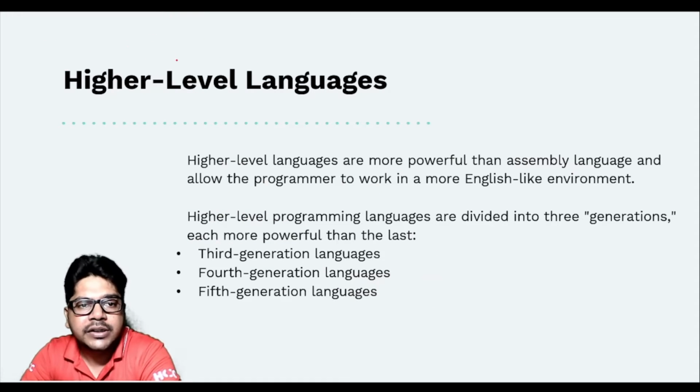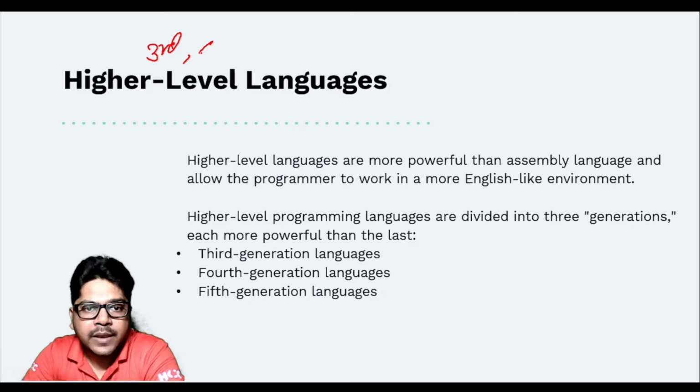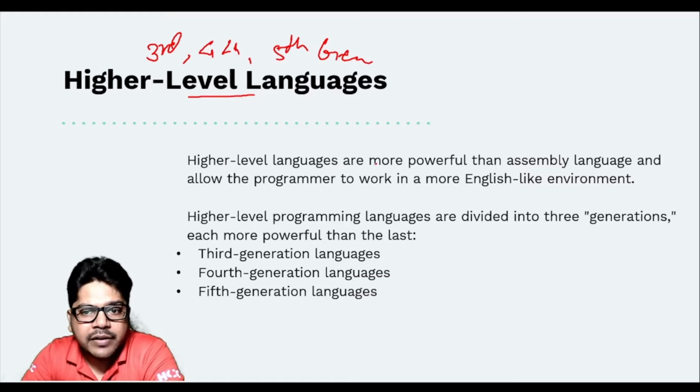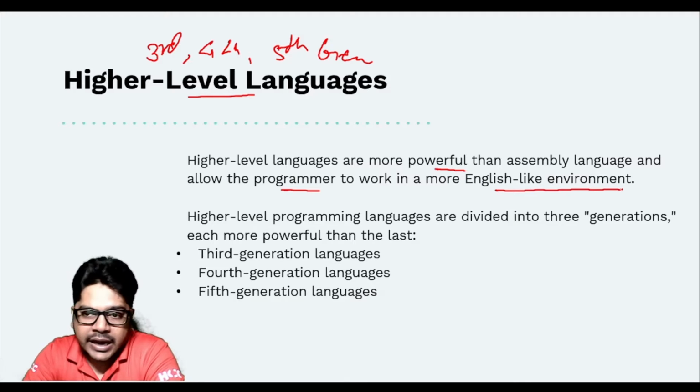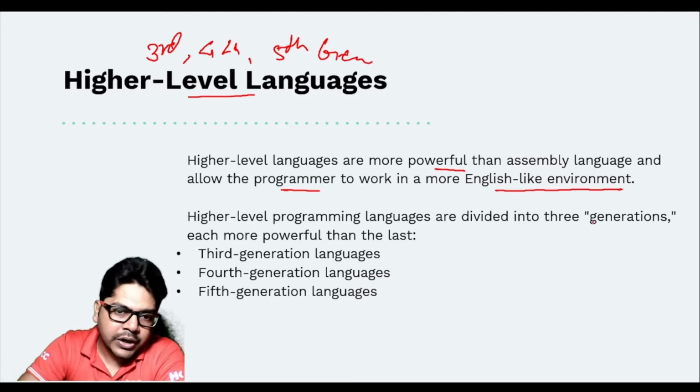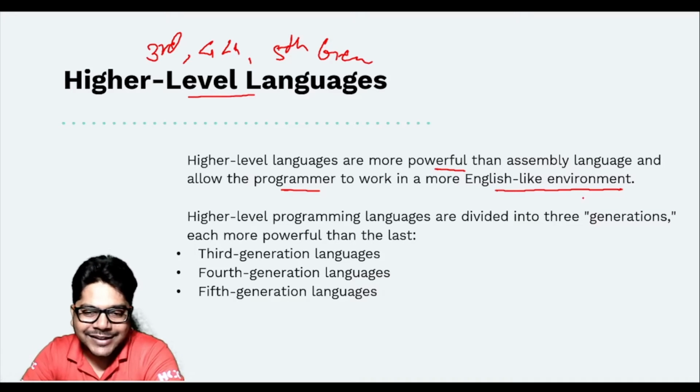After that came the third, fourth, and fifth generations, which were known as the higher level languages. Higher level languages are more powerful than assembly language and allow the programmer to work in a more English-like environment. Here all are English words. You do not have to go beyond your keyboard, you do not have to type anything other than that. More or less everything is there on your standard keyboard, right? So it is more like an English-like environment.